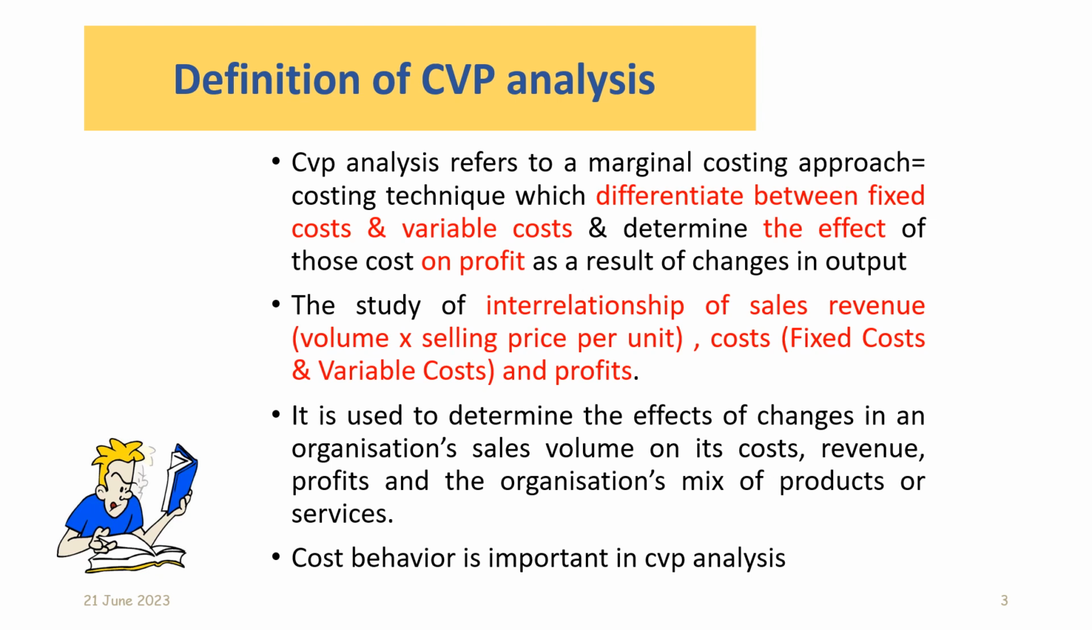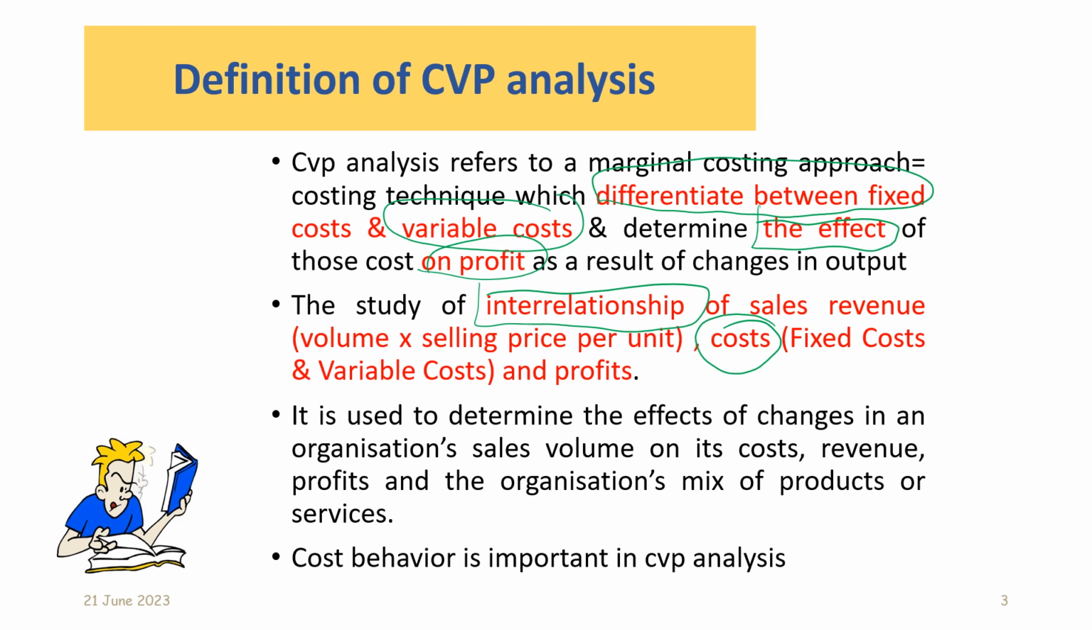Okay, CVP analysis refers to a marginal costing approach. It is a costing technique which differentiates between fixed costs and variable costs, and we determine the effect of those costs on profits as a result of changes in output. So this CVP analysis is the study of interrelationship of sales revenue, costs, and also profit. So how to calculate your sales revenue? Sales volume multiplied by selling price per unit. And then cost in this case will refer to both fixed cost and variable cost.